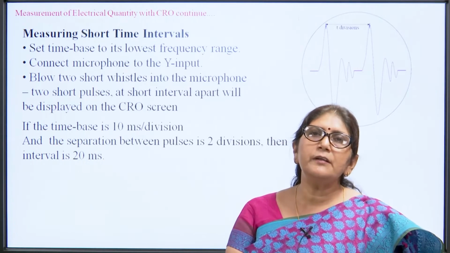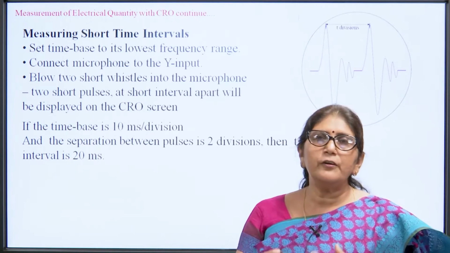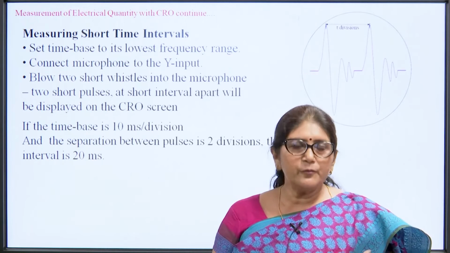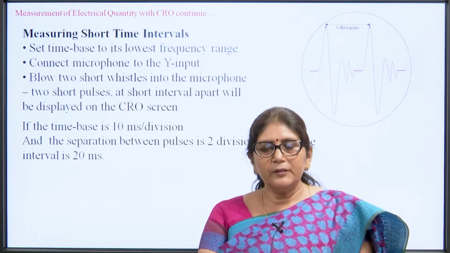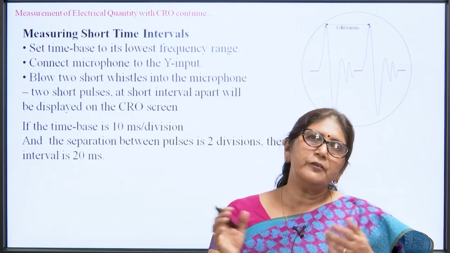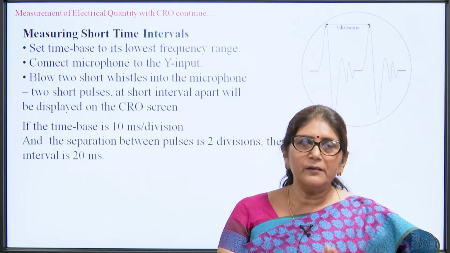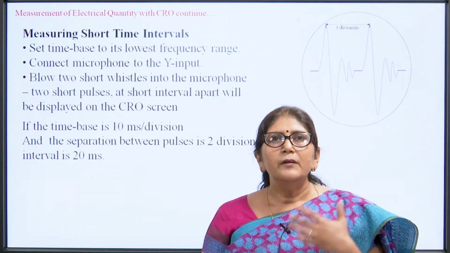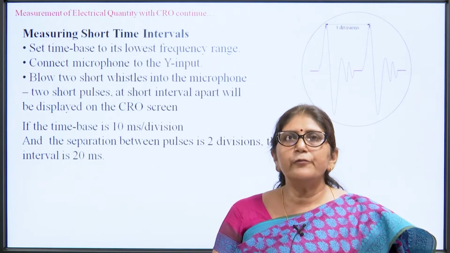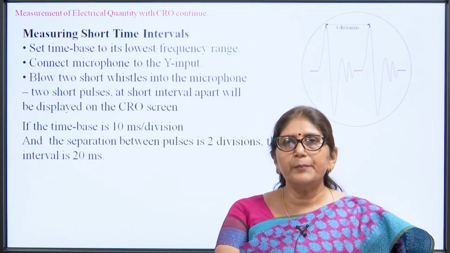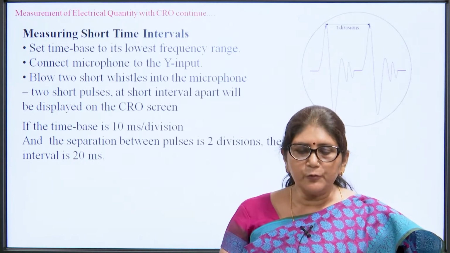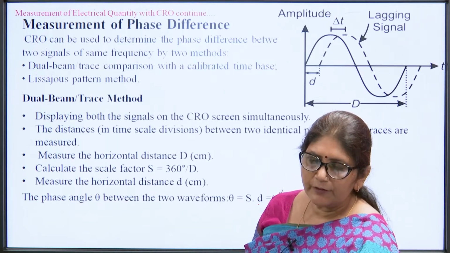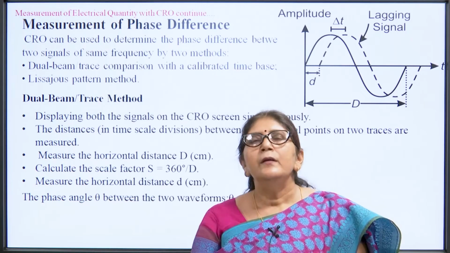Then if we want to measure a very short duration pulse, we can also measure it by using the CRO. A short duration pulse can be produced by clapping our hands, or by saying some words into the microphone, and then this type of signal appears on the screen, and we can measure the distance between 2 peaks and other things. That is also one application of the CRO.